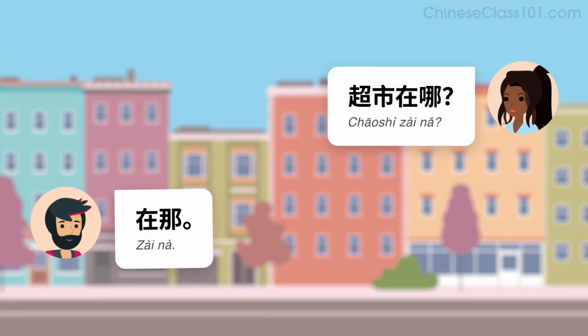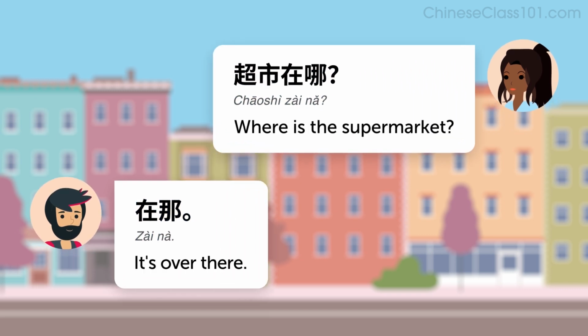Listen to the dialogue. 超市在哪儿？在那。Once more with the English translation. 超市在哪儿？Where is the supermarket? 在那。It's over there.